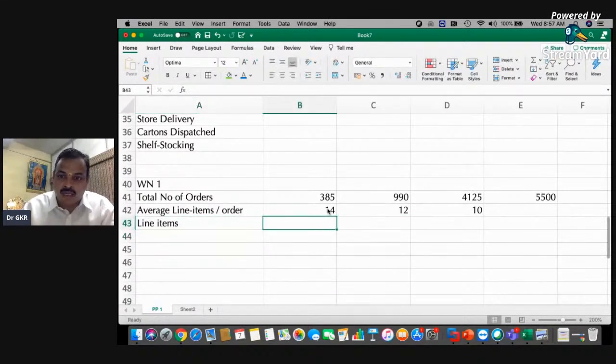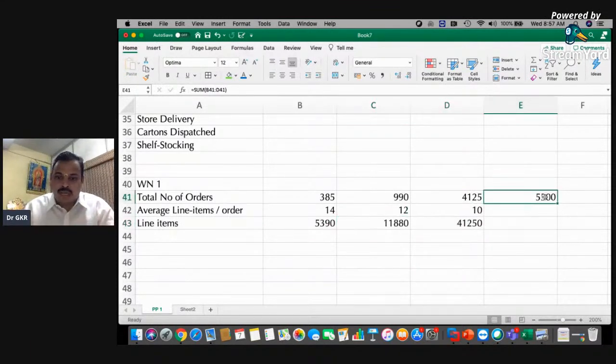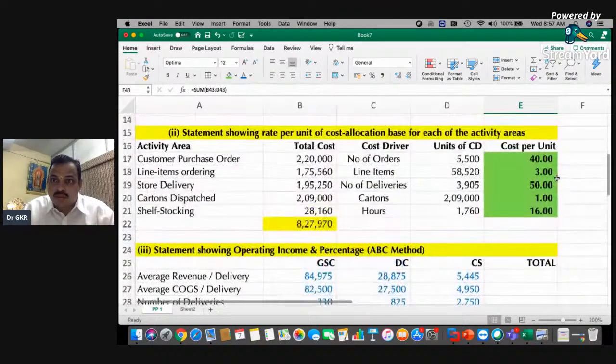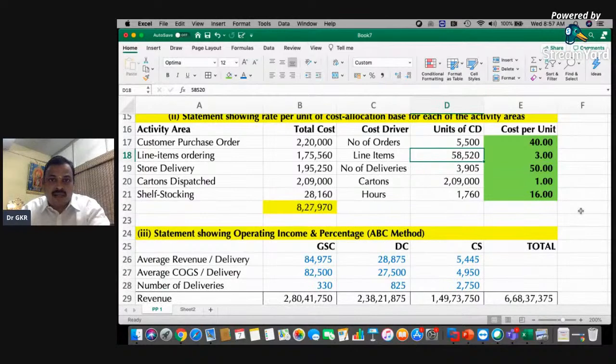What is the total number of line items? 14 line items per order into 385. Similarly, 990 into 12, 11,880. So now add this all. 58,520 line items. So this 58,520, you have taken it as a denominator and you have got 3 rupees.